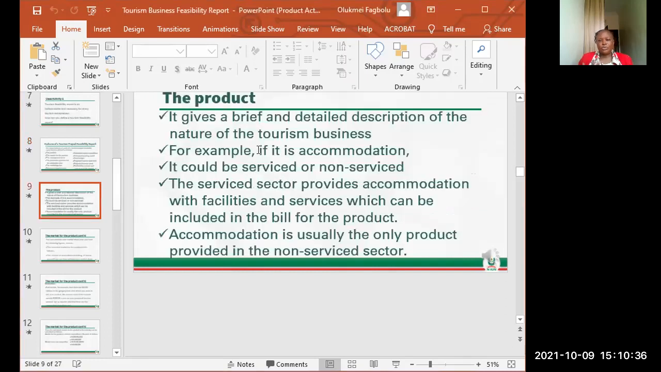And I'm going to go through them once again before we proceed to today's topic that I want to look at. Now, the products. This component called the products in a feasibility report is the section where you are going to describe the product. You give a detailed description of the nature of that product. What is the product for?